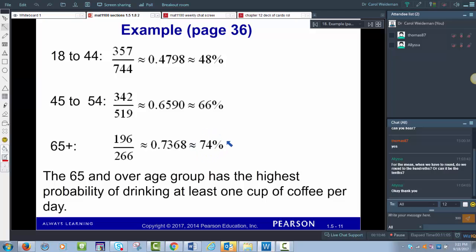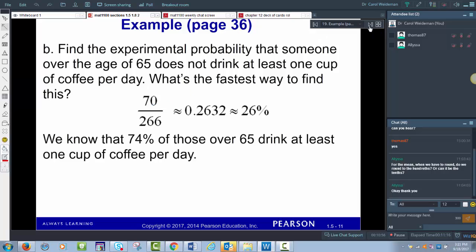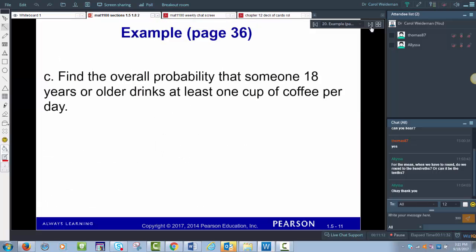So the probability that they don't drink at least 1 cup would be 1 minus that. We can either take the number from the table who didn't drink at least 1 cup and divide by the total in that age group, or we can take 100% minus 74, which would also give us 26%. In fact, these 2 events are called complementary. The probability of an event plus the probability the event doesn't occur are called complementary events, and they always add to 100%.